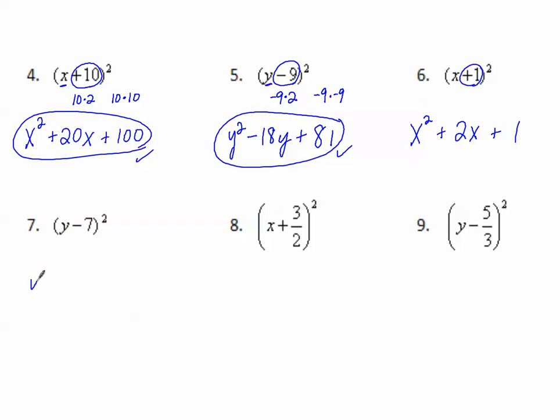Y is the letter, y squared. Negative 7. Negative 7 times 2, negative 14. Y is the letter. Negative 7 times negative 7, positive 49.